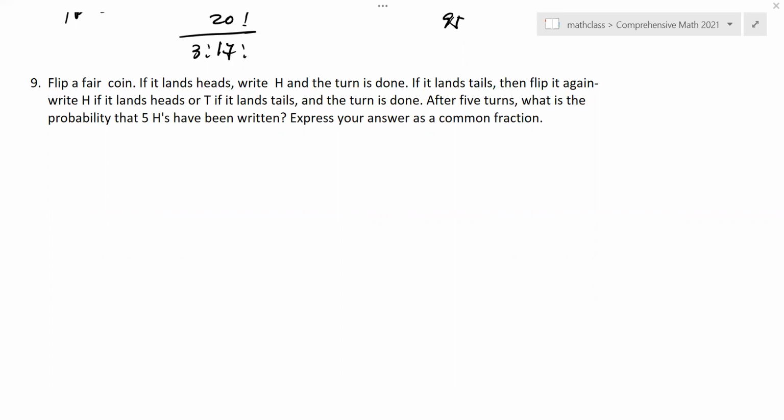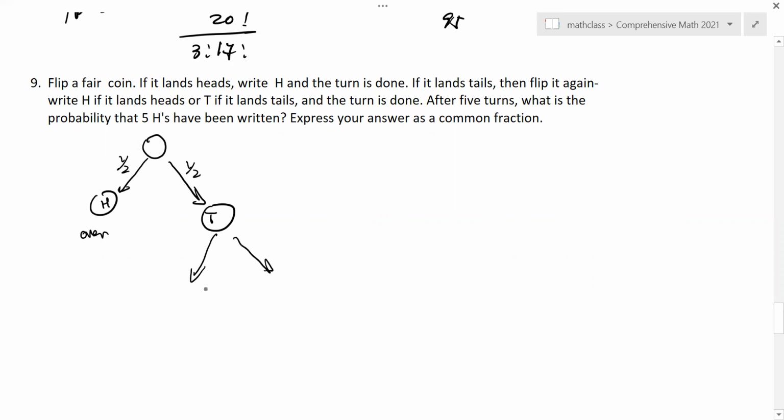Now, be careful about this. We have to understand the procedure here. You're going to flip a coin. You may get an H, you may get a tail. The probability to get H is 1/2, and the probability to get tails is 1/2. Now it says that if it lands H, the turn is over. But if it lands tail, then flip it again.